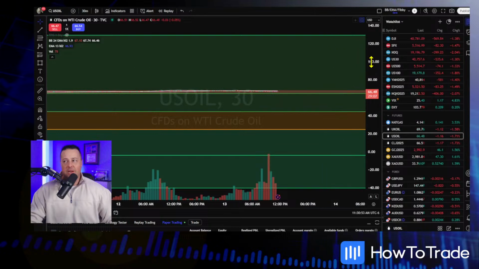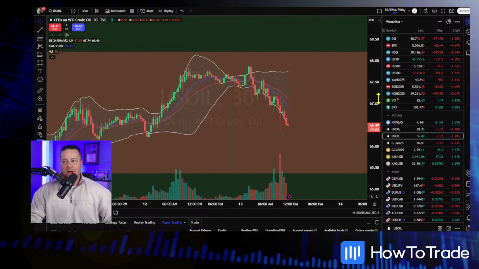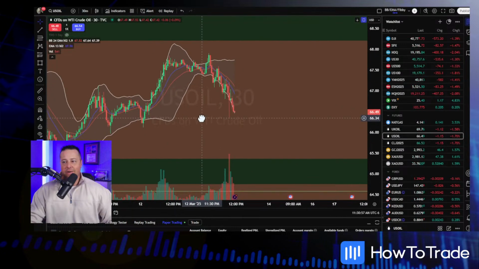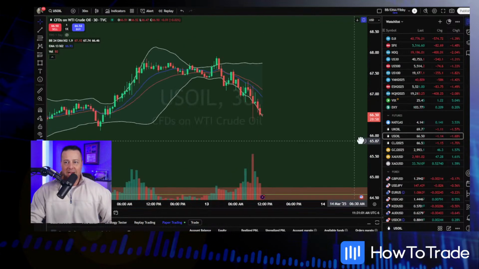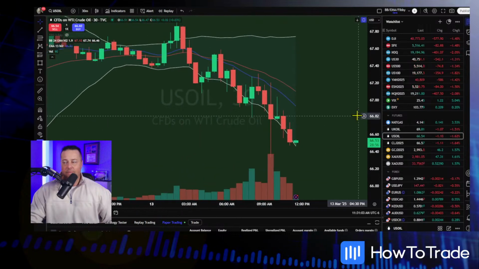Let's go to our 30-minute chart. All right, we're right around this key area, right around, I wouldn't call it a kill zone by any stretch, but we're right there. What do we got today? Let me blow this chart up so we can see it.